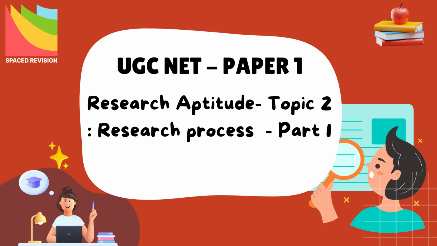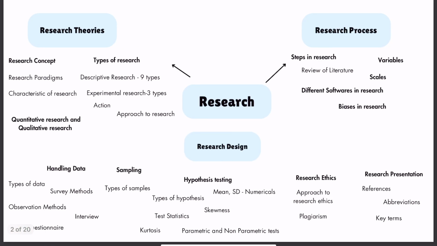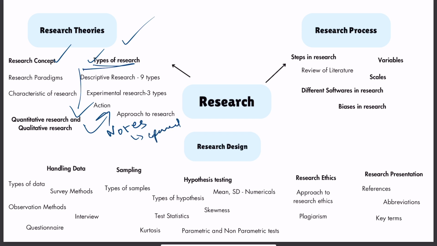Alright, let's get started with the second topic under Research Aptitude, which is Research Process. So I've completed this part and mostly focused on these. If you've done types of research, then quantitative and qualitative research is just a topic under it, which you can easily do on your own and through notes, which you'll get in spaced revision. Today I'll be focusing on research process.